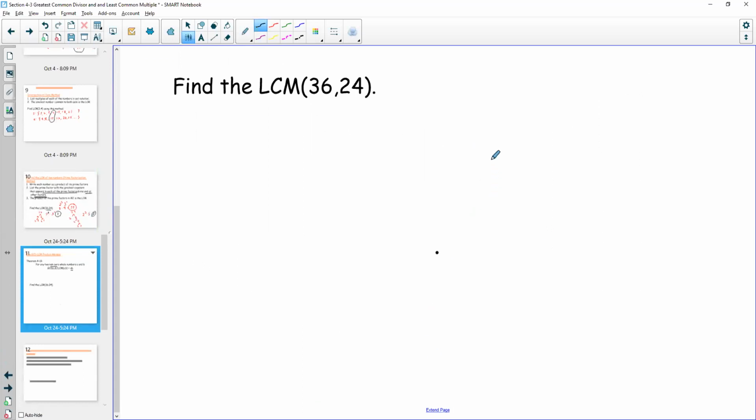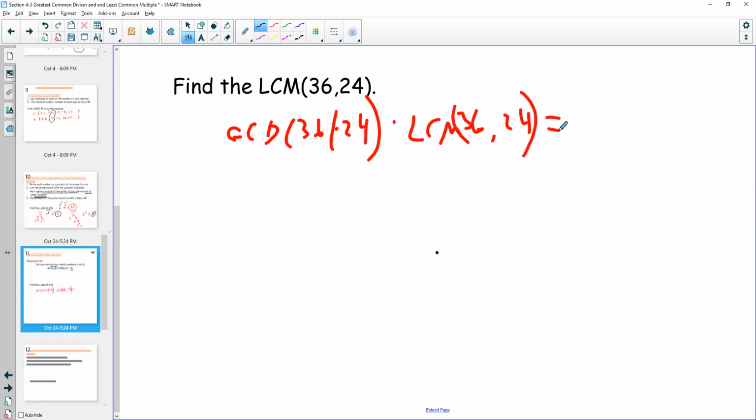So let's do 36 and 24. Let's see. I'm going to find their greatest common factor first. So what it says is the GCF of these two times the LCM of 36 and 24 is the same as 36 times 24. Well, let's find the greatest common factor. I'm going to use prime factors. Get my pen back, 36.